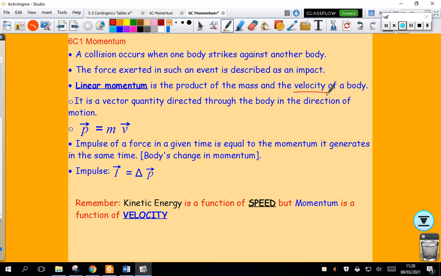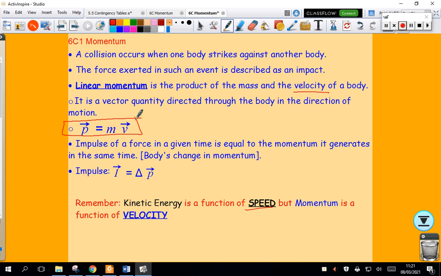We're talking about velocity. Remember we said before kinetic energy is a function of speed. So when we're calculating kinetic energy, we're interested in speed. When we're talking about momentum, we're talking about velocity, so the direction is important here. It's a vector quantity directed through the body in the direction of motion.